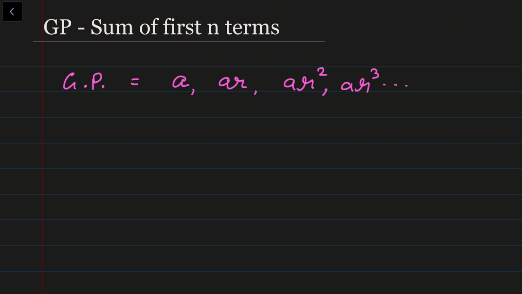So here our GP is a, ar, ar squared, ar cubed, and so on up to the nth term, ar raised to n minus 1. Our objective is to determine the sum of all these n terms.